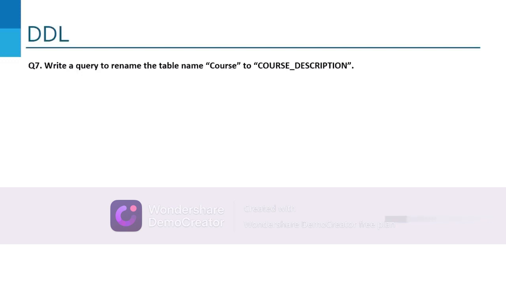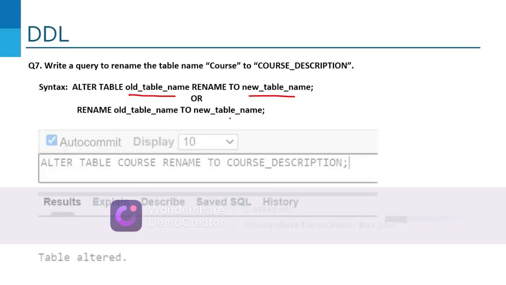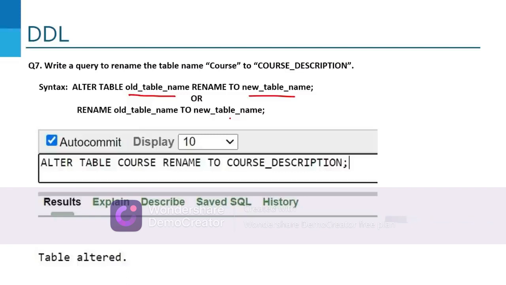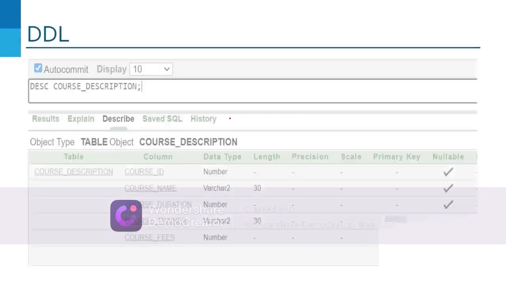So the table name is course, but I want it to be course description. There are two ways: ALTER TABLE old table name RENAME TO new table name, or otherwise you can just write RENAME old table name TO new table name. So we are just writing ALTER TABLE course RENAME TO course description, and that is done. Or you can do RENAME course TO course description, right?